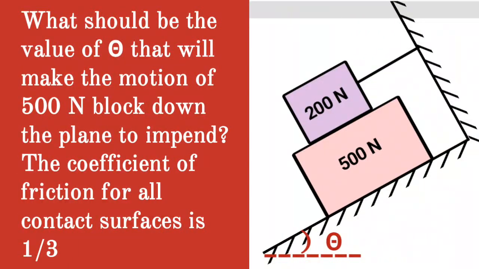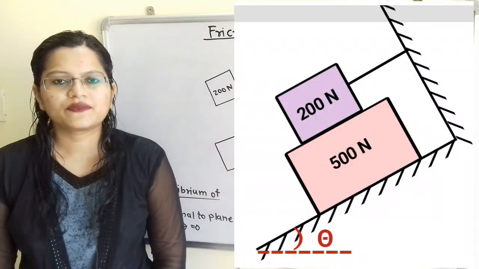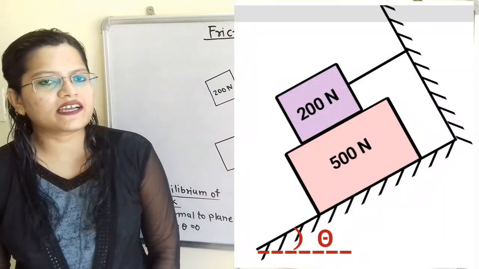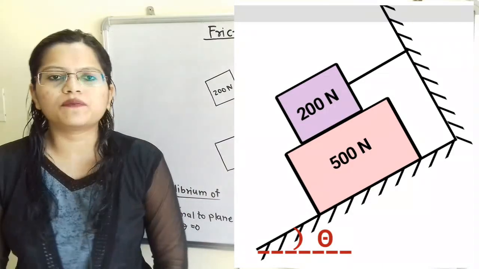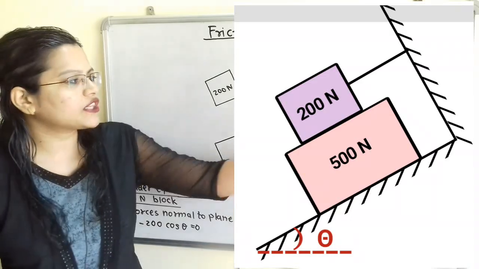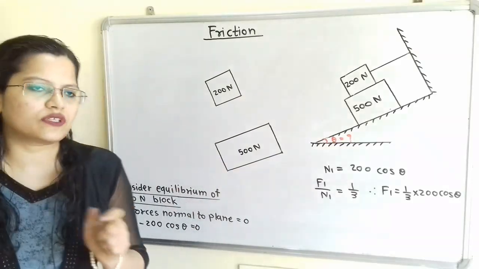Given the question, what should be the value of theta that will make the motion of the 500 Newton block down the plane impend? The coefficient of friction for all contact surfaces is 1/3. We have to find the angle theta of the inclined plane so that this 500 Newton block will start to move on the inclined plane. So we will show here the motion of the 500 Newton block.